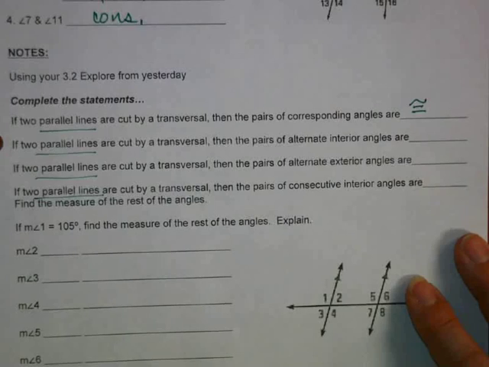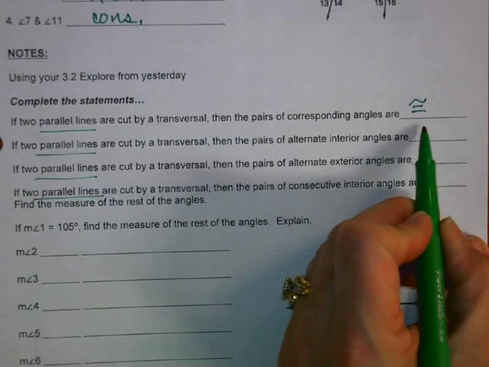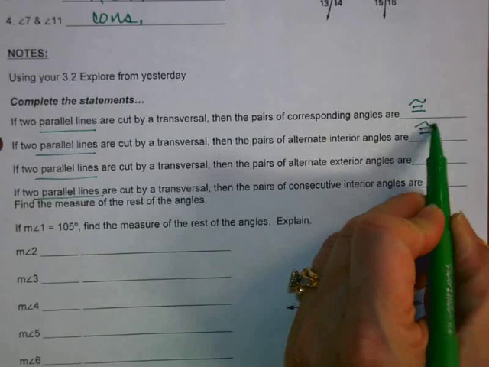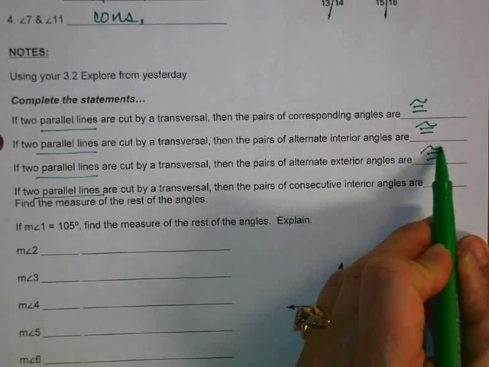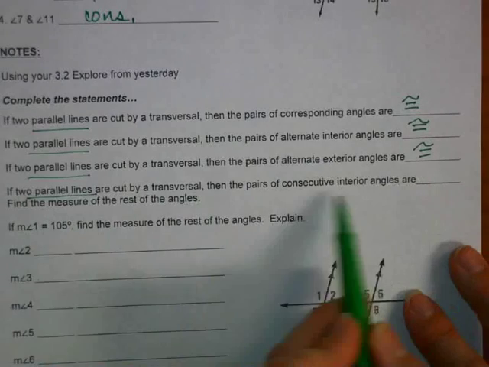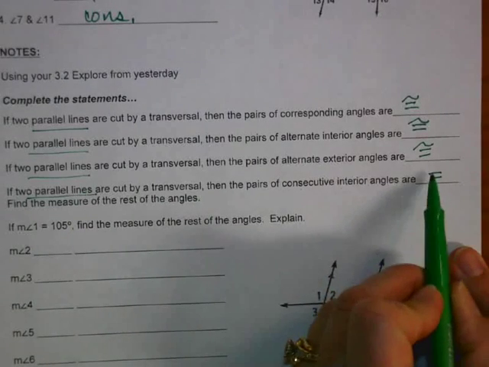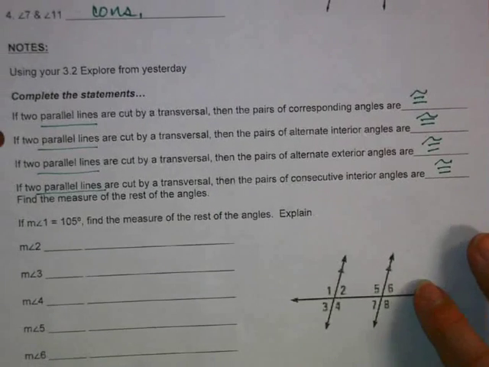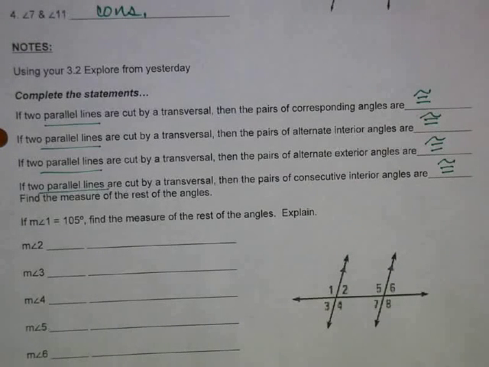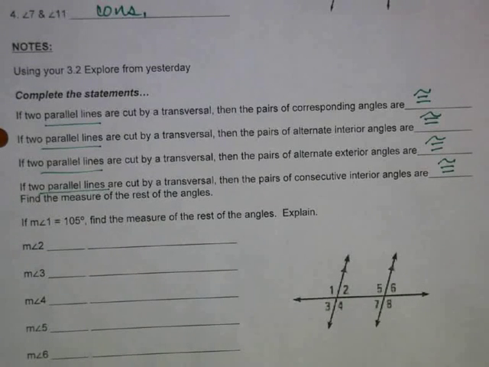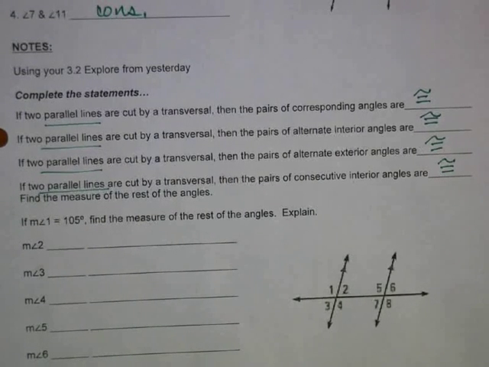If two parallel lines are cut by a transversal, then the pairs of alternate interior angles are what? Congruent. And alternate exterior angles are congruent. And the consecutive interior angles are congruent. So that's what I was hoping you would come away with from yesterday: noticing that when the lines are parallel, those special angles become congruent. All right, let's feel this out.